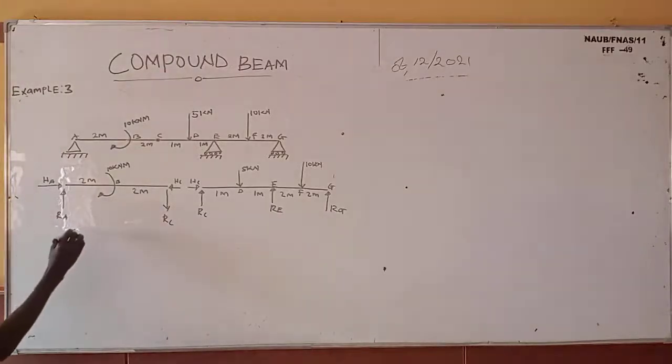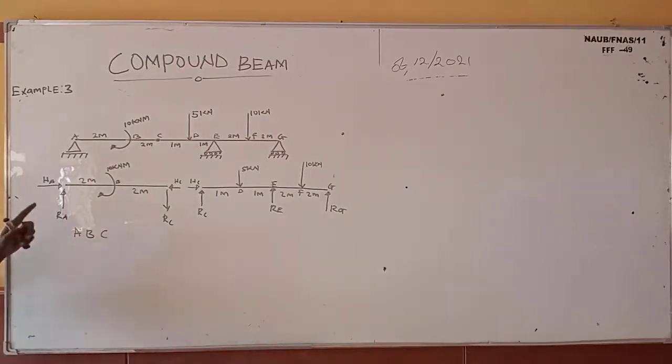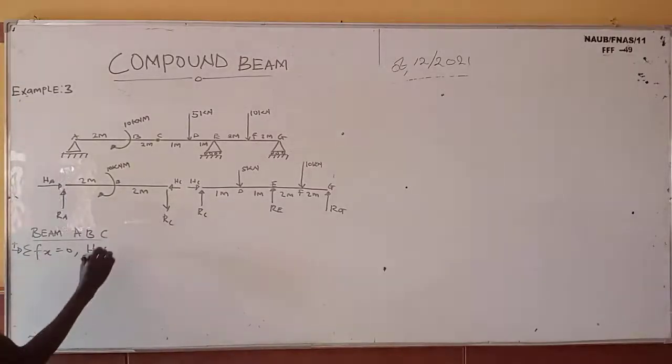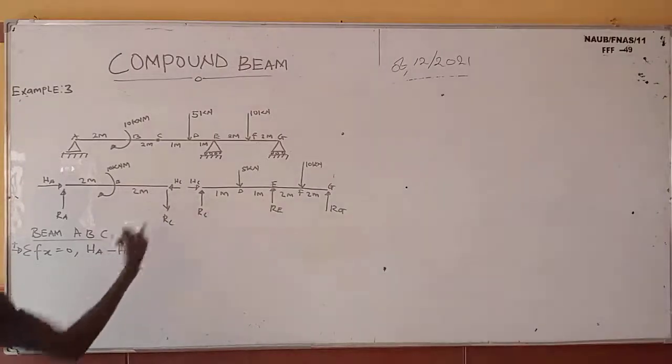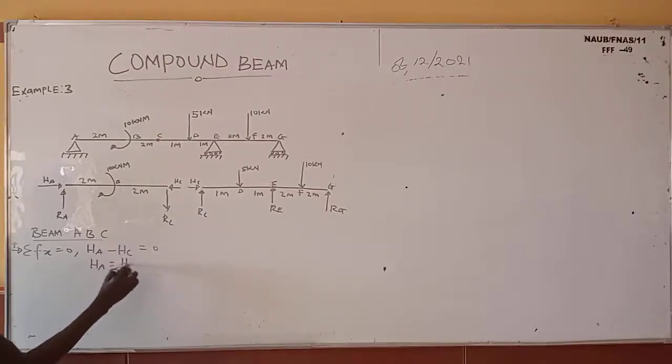Okay, so now let's solve this beam first. Let's solve beam A, B, and C first. Beam A, B, and C. Let's solve this first. Considering this, first thing we do is to take our what? Our horizontal forces. I assume this to be positive. So it means HA will be positive, while this one will be negative. HC, you can see it's going like this, equals to 0. Then HA will be equals to what? HC.